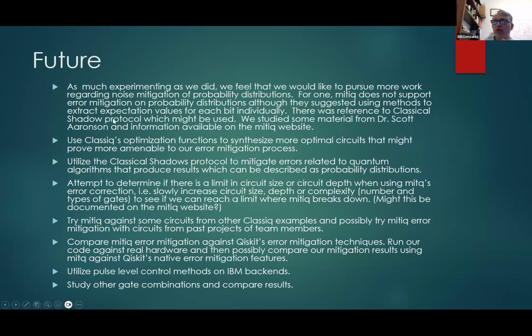Now, for the future, we've got some items listed here. We're looking to continue experimentation, specifically trying to get better results and maybe using some of the other techniques with some of the other circuits that are available through Classiq, and then study some other gate combinations and possibly utilize some post methods on IBM's backend. And that concludes the presentation. Thank you.